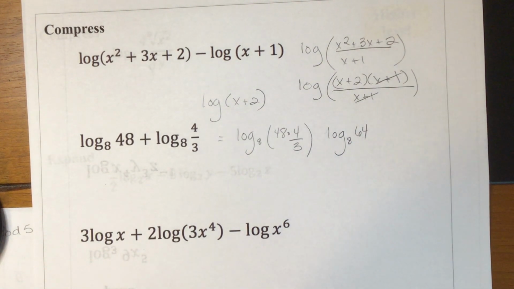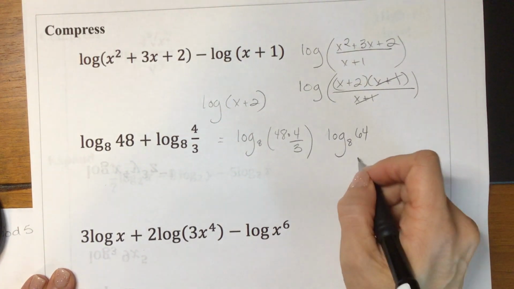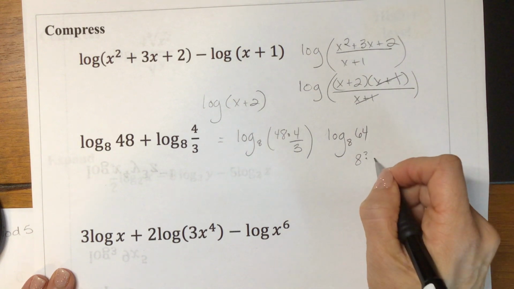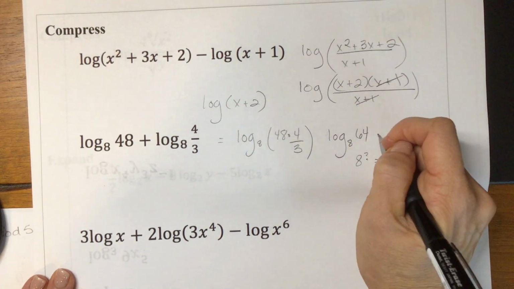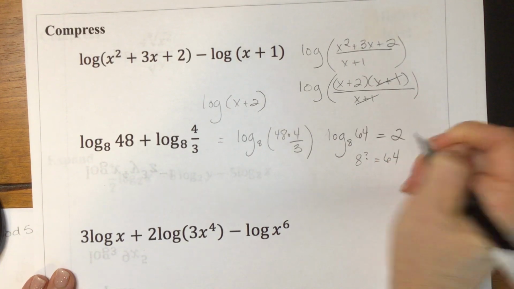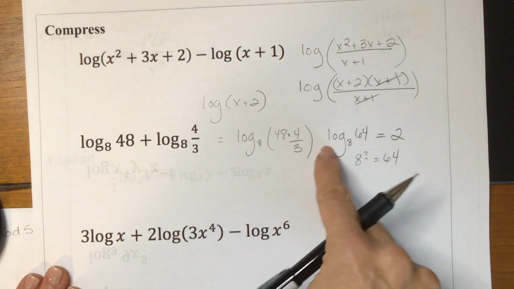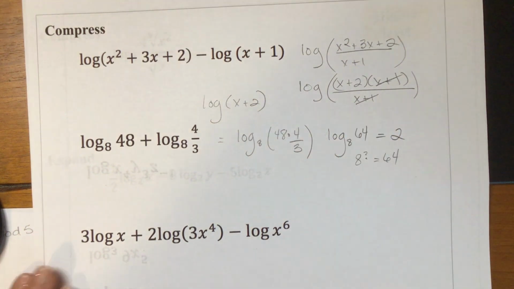Remember, this was in my last minute of my lesson. Can I evaluate that? What if I rewrite this in exponential form? 8 to some unknown would equal 64. Well, I know 8 squared equals 64. So this whole thing could be reduced to just 2, because remember, whatever my log equals, it equals the exponent. 8 squared is 64.